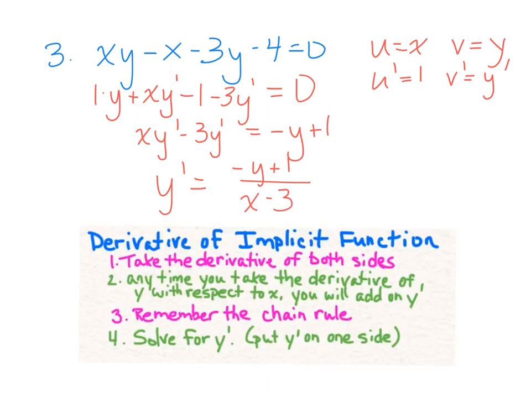So remember, to take the derivative of an implicit function, you are taking the derivative of both sides. Anytime you take the derivative of y, you're going to tack on a y prime. The chain rule is probably a must in these problems, and our ultimate goal is to solve for y prime, but we will end up with both x's and y's for the most part in our answer.